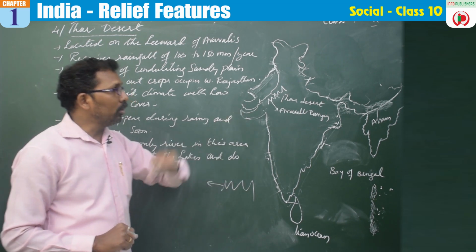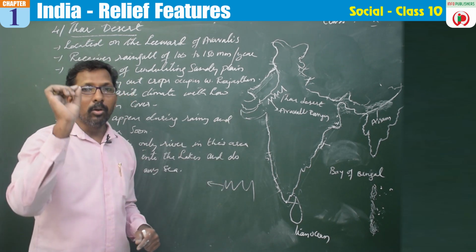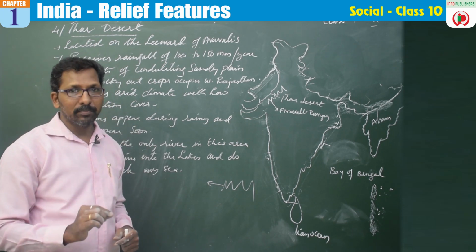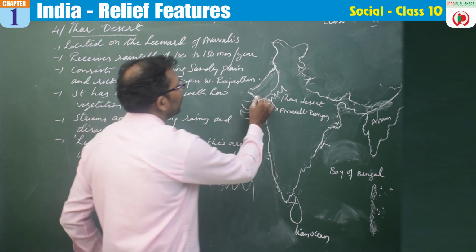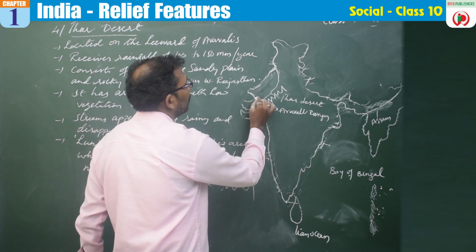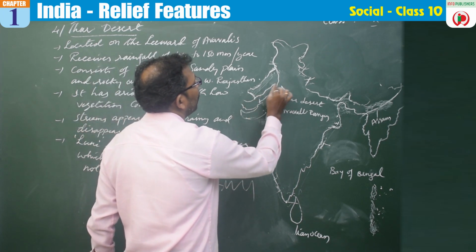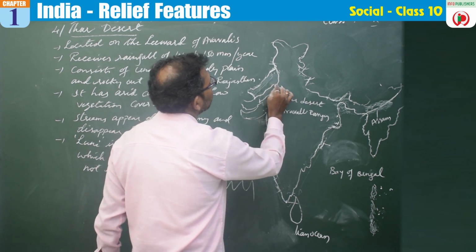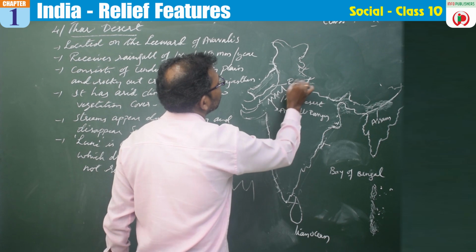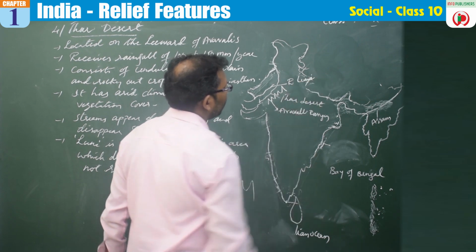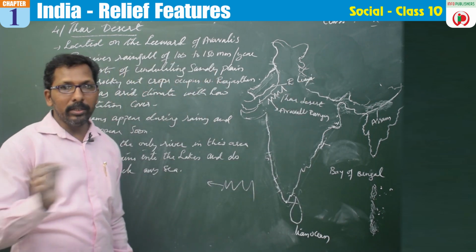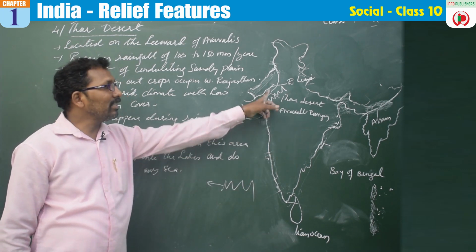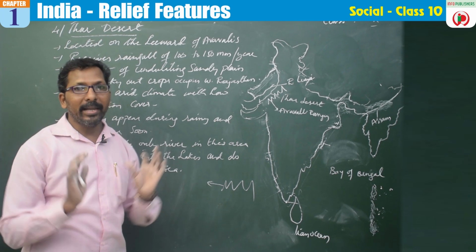Then, which is the only river present here? River Luni is the only river present in this desert. See here, I am marking the Luni here. River Luni. So this is the only river which flows in this desert and does not reach any sea.